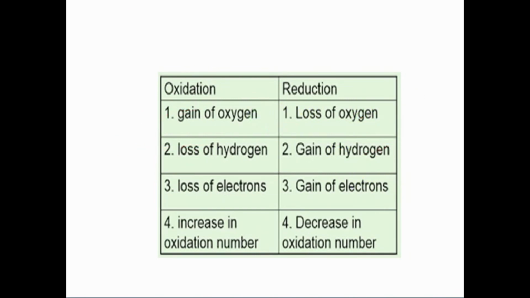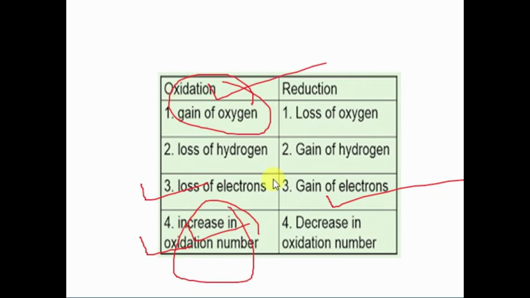Then the next thing which we have is loss of electrons. In case of oxidation we have loss of electrons. In case of reduction we have gain of electrons. And the next thing we have is increase in oxidation number. Because oxygen is getting added, we have increase in oxidation number, and oxygen is getting reduced, so we have decrease in oxidation number. With this you can relate and remember this.